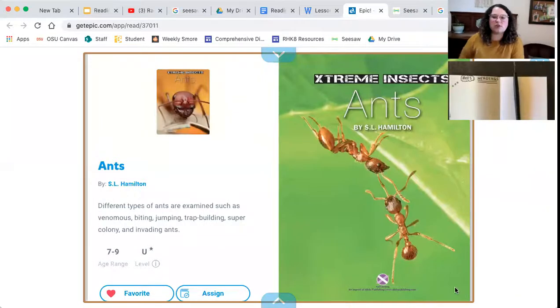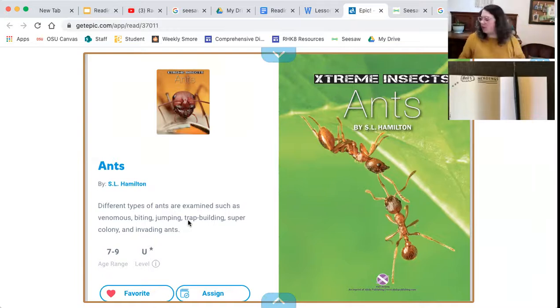So I'm going to share my screen with you and show you the book that we're going to be looking at today. This is an Extreme Insects book, and it is about ants. We're going to do what we've already done before, and we're going to look at that cover and the book description. So it is called Ants, and it is by S.L. Hamilton, and it says, different types of ants are examined, such as venomous, biting, jumping, trap building, super colony, and invading ants. So that gives us an idea of what the book will be about.